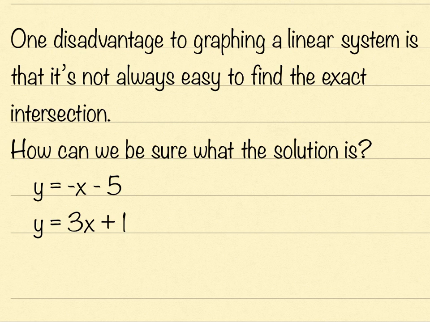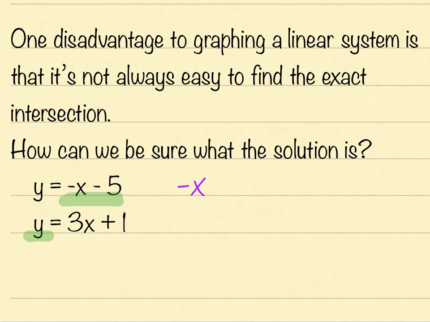So one disadvantage to graphing linear equations is that it's not always easy to find the exact intersection if it doesn't cross at an integer spot. So how can we be sure what the solution is? Well, we can use one of the other methods that we've learned. In this case, substitution would be the easiest way. I'm going to substitute -x minus 5 in for that y right there, since y equals -x minus 5.